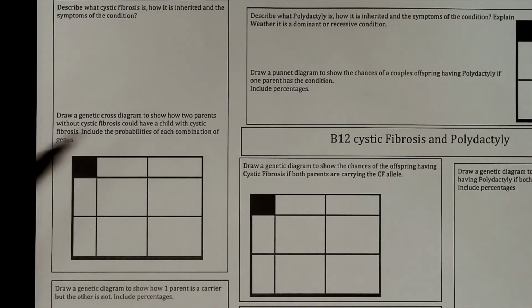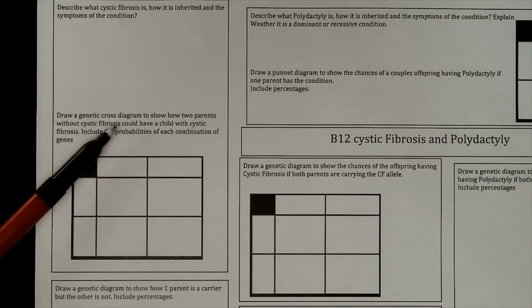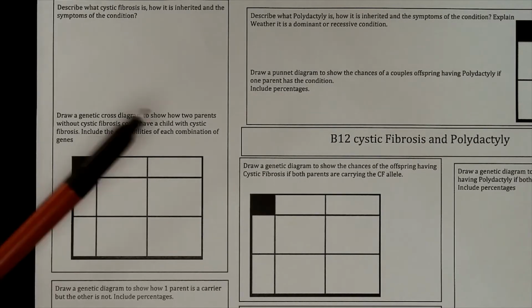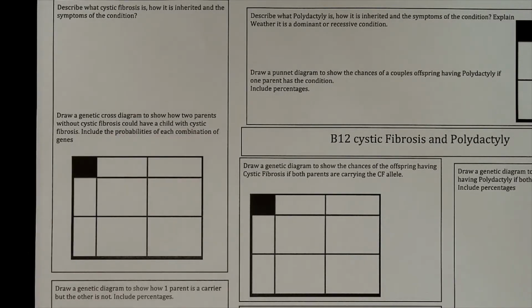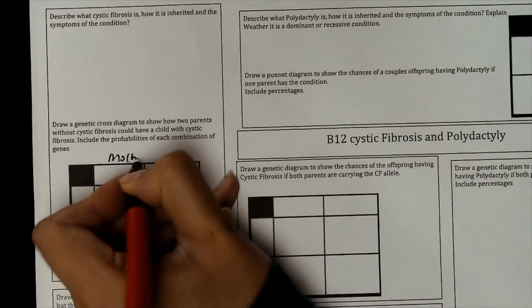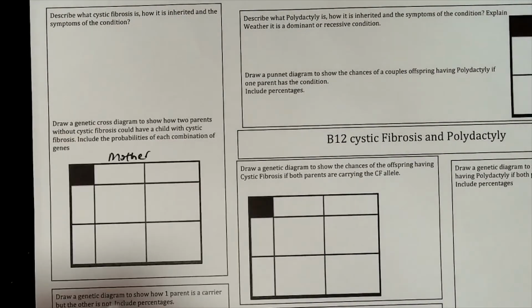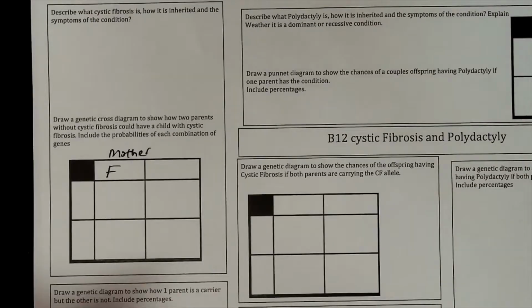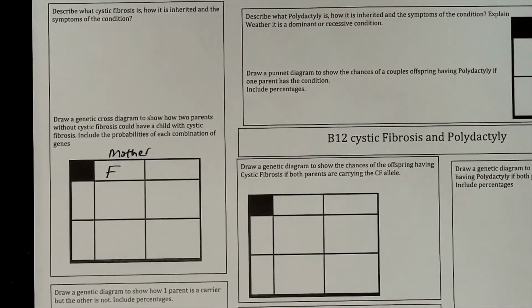How two parents without cystic fibrosis, so they both don't have cystic fibrosis, but they could potentially have a child with cystic fibrosis. So what that means is that they would be carrying the actual gene. They do not have cystic fibrosis. In this case, I'm going to use a capital F and a lowercase f. So if, for example, this was the mother, and we know from the statement that they don't have it, so we know that she definitely has one capital letter, one dominant allele there.